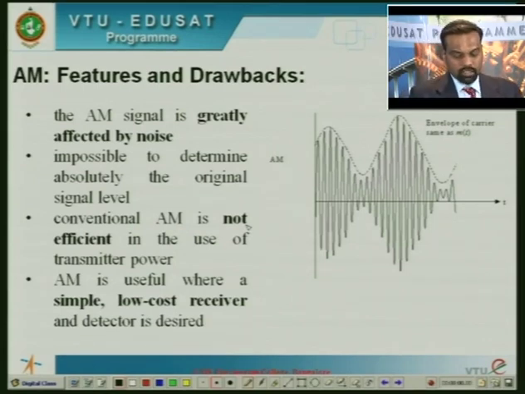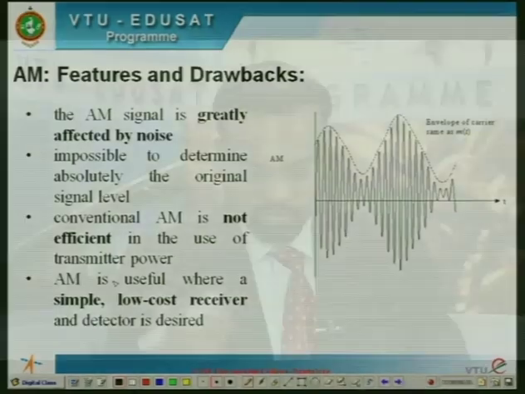Similarly, AM signal is useful where a simple, low cost receiver and detector is desired. So whenever you want to go for AM modulation, you prefer to use AM only when your detector is going to be very, very simple, because you need to have a diode, a resistor, and a capacitor. If you want to reduce the cost of the receiver, only in those places do we go for AM modulation.